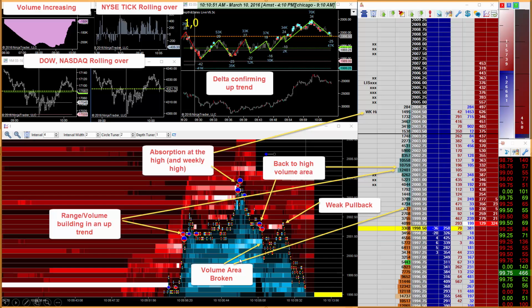And what can we see here? Well, we can see weakness in the pullback. There's no move up in that pullback. The delta's not moving up in that pullback. The Dow and the Nasdaq aren't moving up in that pullback. So as we pull back up here, there's no sign of strength on the tick, the Dow, the Nasdaq, or even the S&P 500. So we've got context, we've got other markets confirming, and we've got order flow all coming together to help us gauge the pressure to the downside.